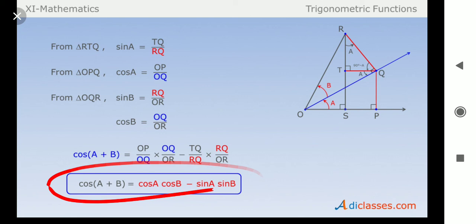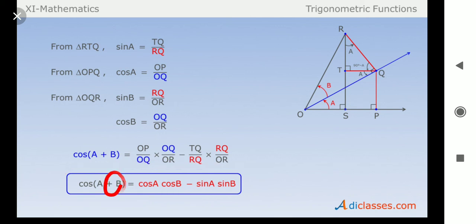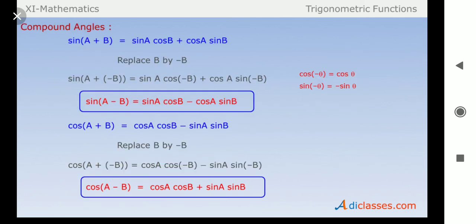Now how will you find the value of cos(A-B)? For that, all we have to do is replace B with minus B. Here this is cos(A+B), and after replacing B by minus B, wherever there is B we write minus B. Thus we get cos(A-B) equals cos A into cos B plus sin A into sin B.